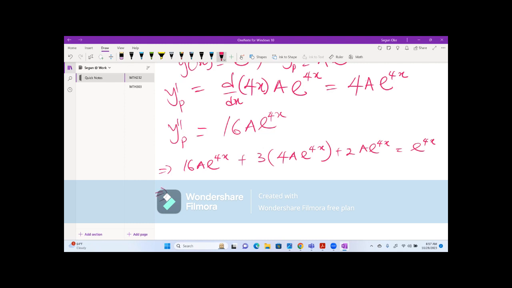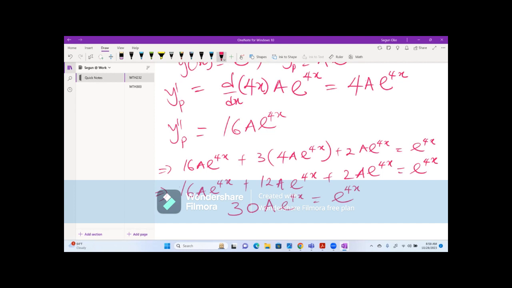Now let's go ahead. We can open the brackets. 16a exponential 4x plus 12a exponential 4x plus 2a exponential 4x equals exponential 4x. When you add everything together, what do you have? You can see that they all have the same thing, so I can easily add them together. I have 30a exponential 4x equals exponential 4x.